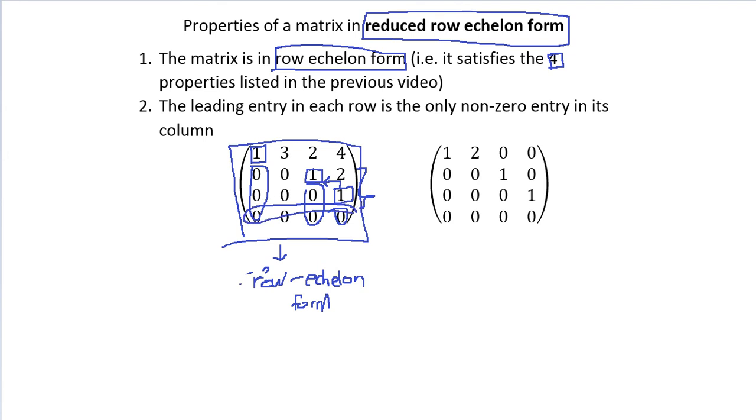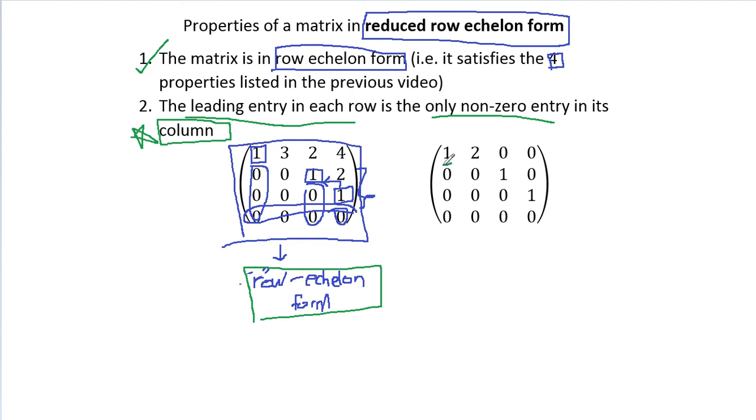So now let's go into detail what is a reduced row echelon form. So first property of a matrix in reduced row echelon form, the matrix is in row echelon form. So this is an example of a row echelon form. And now the second property of a matrix in reduced row echelon form is such that the leading entry in each row is the only non-zero entry in a column. Very important.